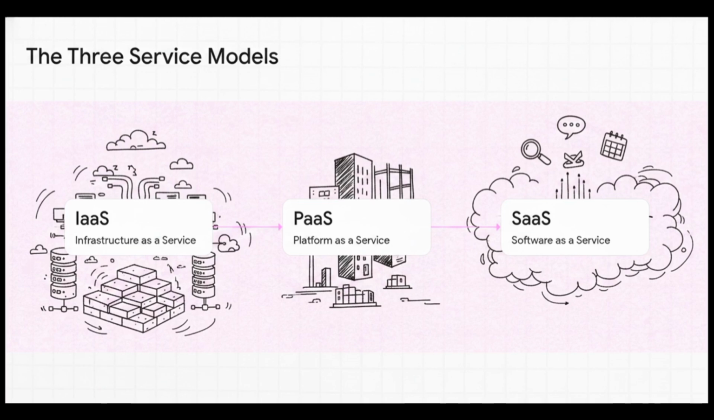Now, this spectrum is usually broken down into three main layers, and they each build on top of the one before it. We start at the bottom with the foundational stuff, infrastructure as a service, or IaaS. Then we move up a level to platform as a service, PaaS. And at the very top, we have the most hands-off option, software as a service, or SaaS.